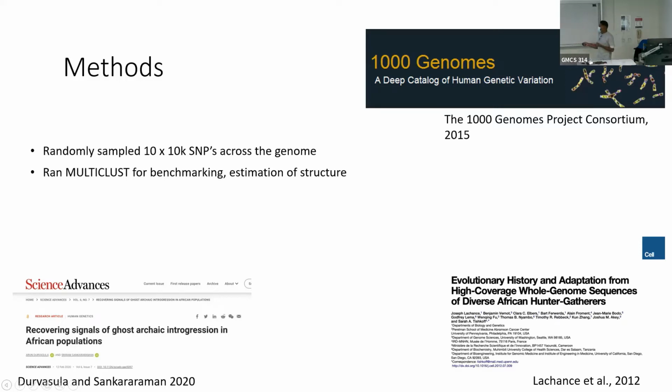So what I did in this case was take 10 sets of 10,000 genes essentially across the genome. And I ran it for both benchmarking as well as to estimate structure, specifically from those 4 populations that I talked about, the Hadza, Sandawe, both from Tanzania, and the Yoruba and Baka, which are both populations on the western coast, so Niger and Nigeria.